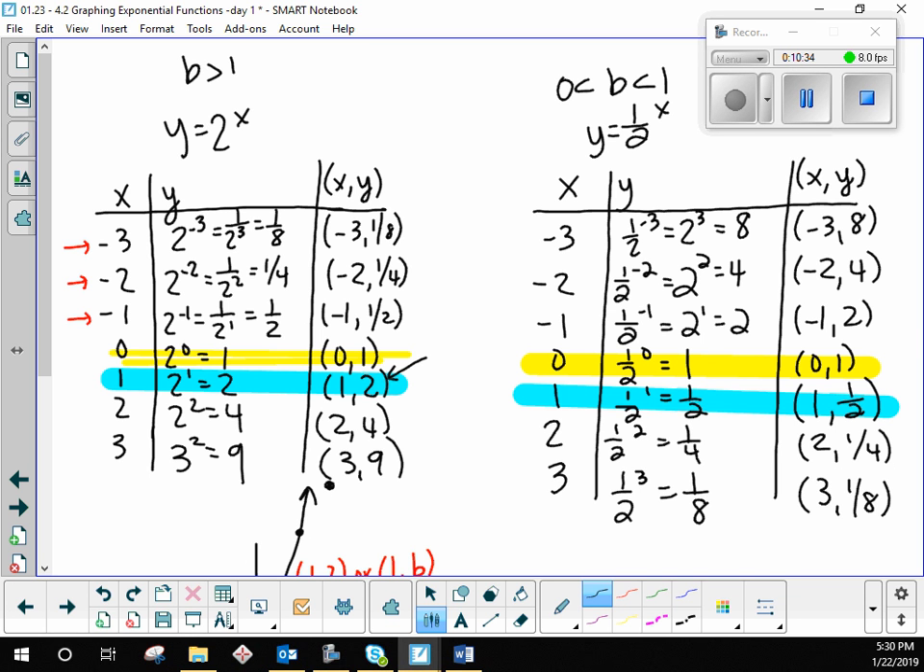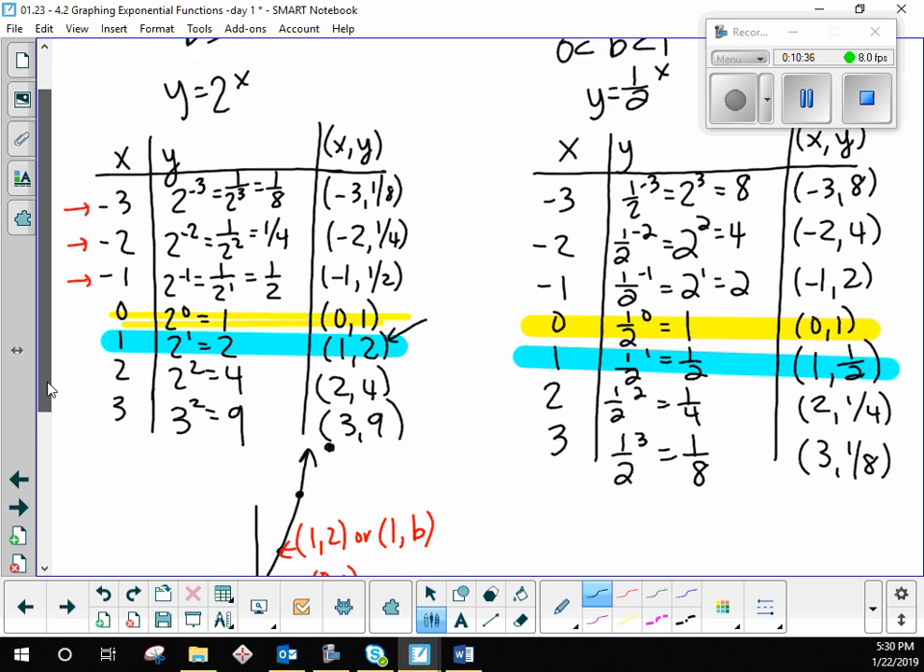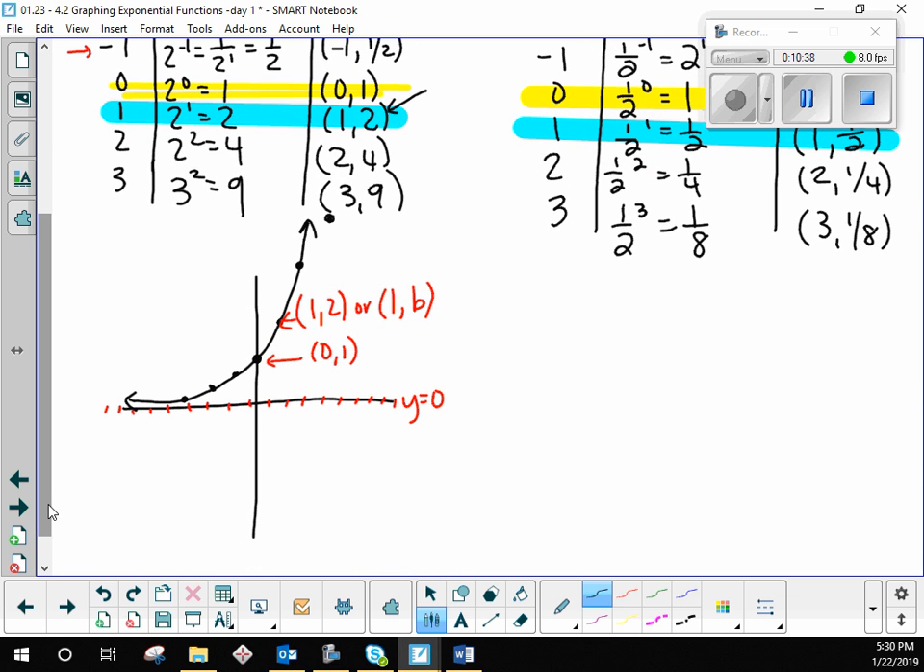So let's look at that as a graph and see how it compares to the first one that we did. Negative 3, 8 is up here, kind of, sort of, somewhere. Negative 2, 4 is half that distance. Negative 1, 2 is half that distance. 0, 1 is half that distance. 1, 1/2. 2, 1/4. 3, 1/8.